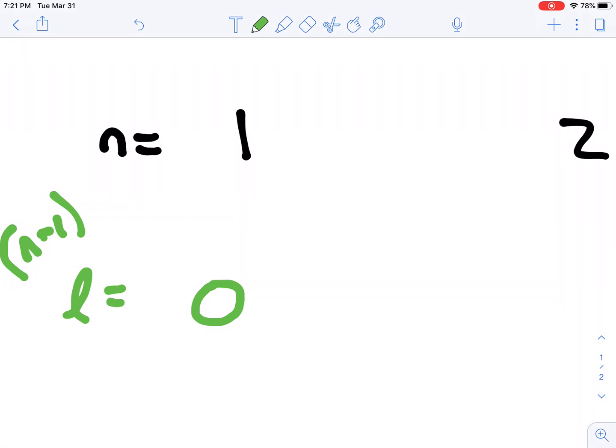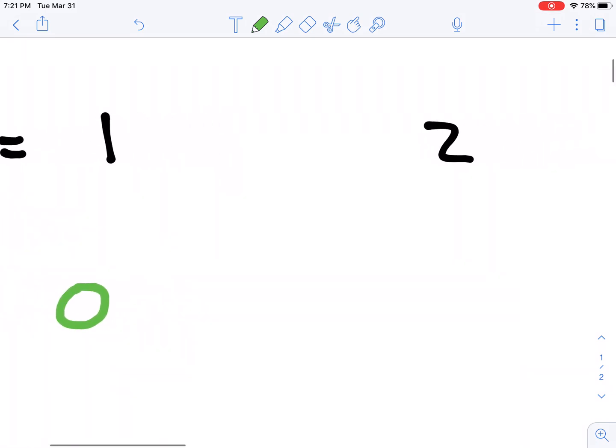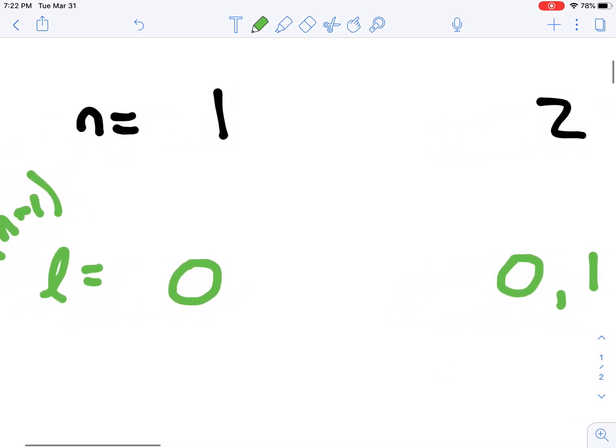And we can contrast that with what happens in the second energy level. So in the second energy level, we're going to start with 0. But then we also have L with a value of 1, right? Because we're in energy level 2. So 2 minus 1 is 1. So there are 2 values of L in the second energy level. And we can expand that further.